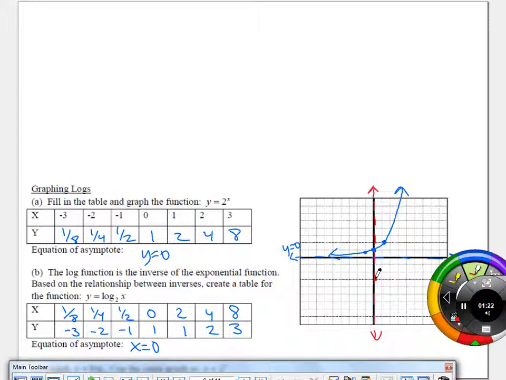So that's like somewhere right there. And then 1/2, -1. There. And then 0, 1. Sorry, not 0, 1. 1, 0. I didn't switch it. No good. 1, 0. And then we have the point 2, 1. And then 4, 2. And 8, 3. So the curve is going to look like this.